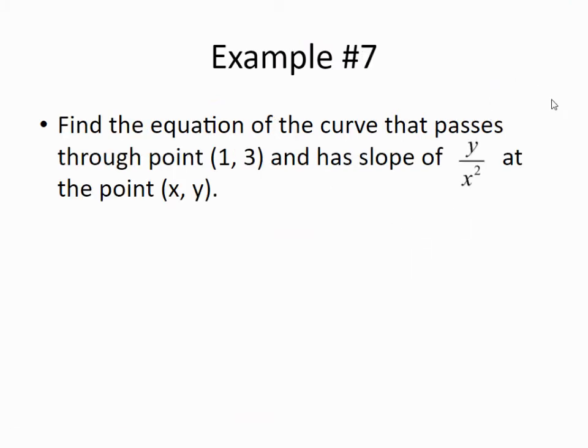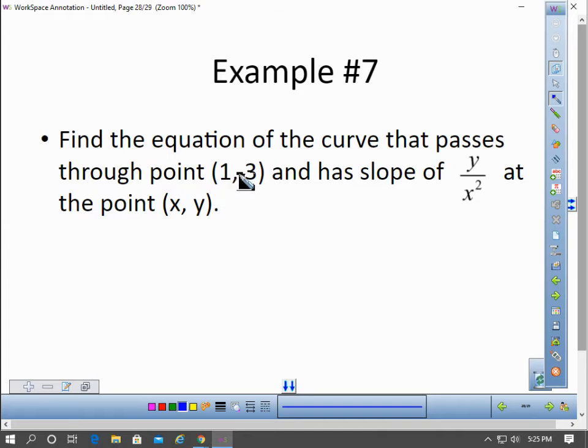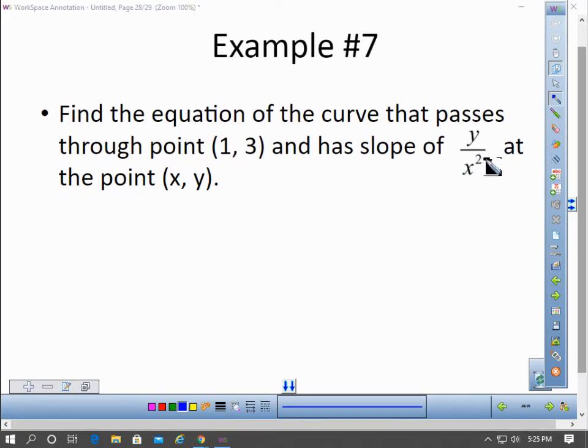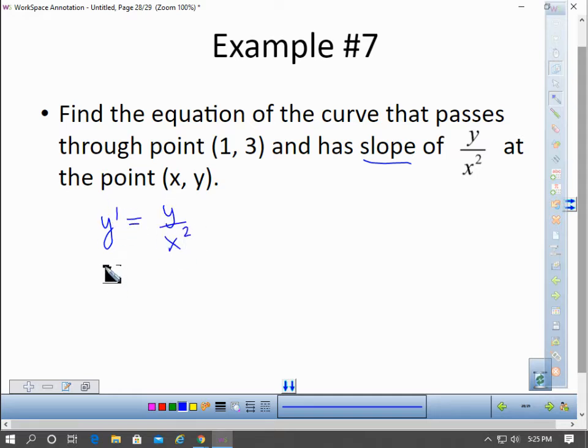All right, number 7, find the equation of the curve that passes through the point 1, 3 and has this slope. Well, this is just another way of phrasing the same problems. If it says this is the slope, then that means this is y prime or dy dx. This is our derivative. So we know y prime equals y over x squared. So we can replace that with dy dx equals y over x squared.